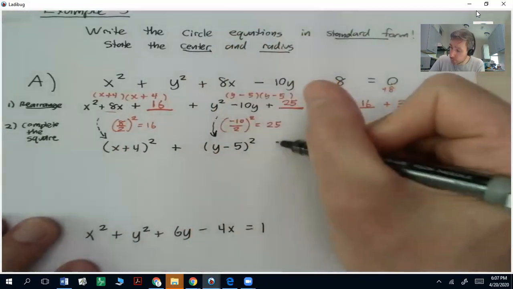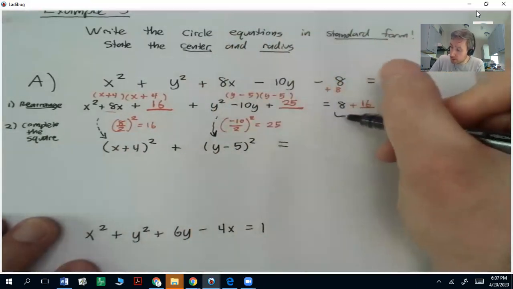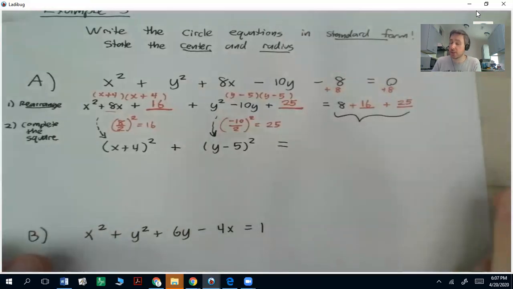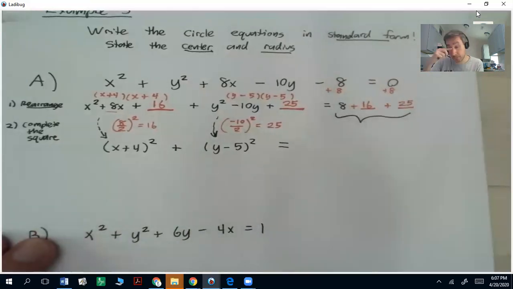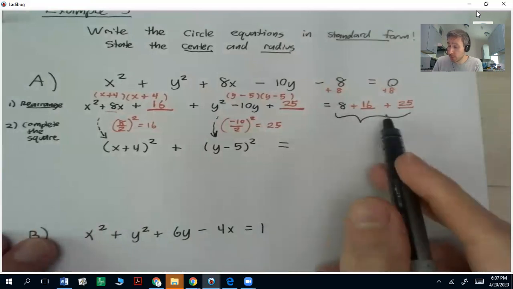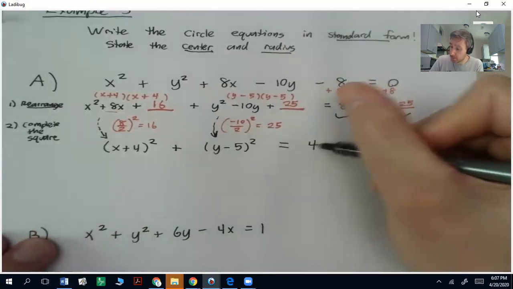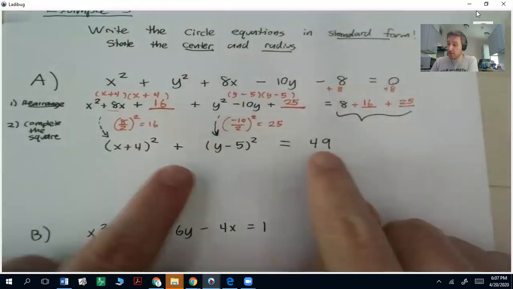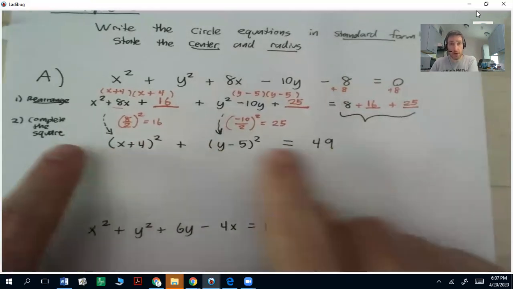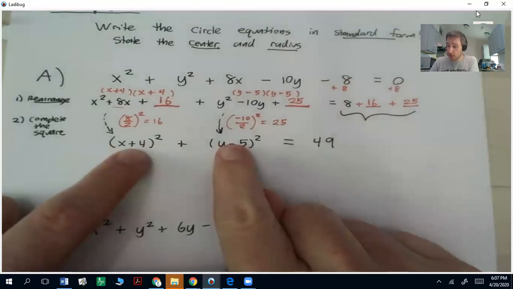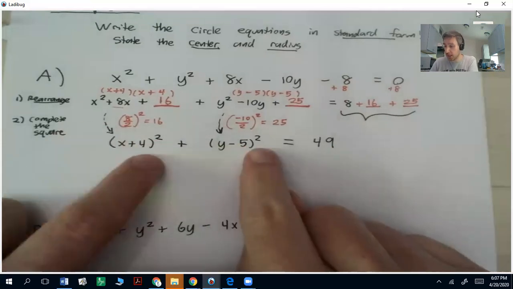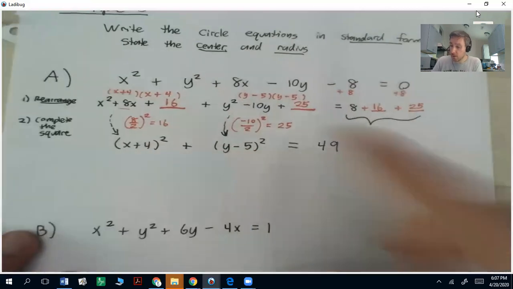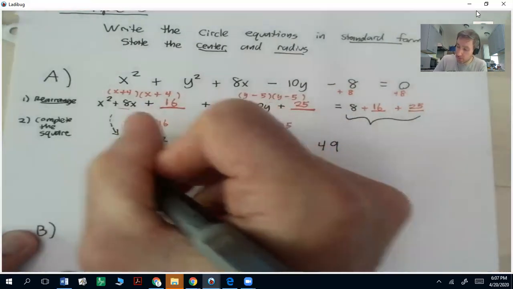Over here, we have 8 plus 16 plus 25. Add those numbers together. So 8 plus 16 is 24. 24 plus 25 is going to be 49. And once you have the number to the right of the equation, you have your two sets of parentheses, no additional y's or x's hanging out or numbers on the left side. You have your equation in standard form.